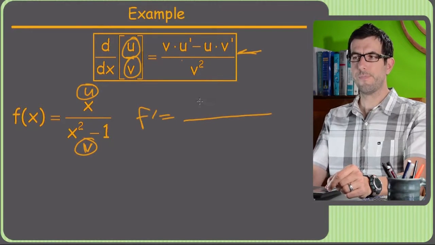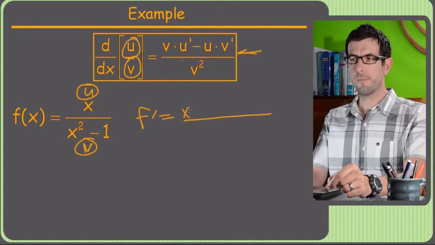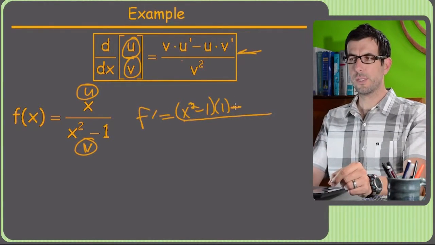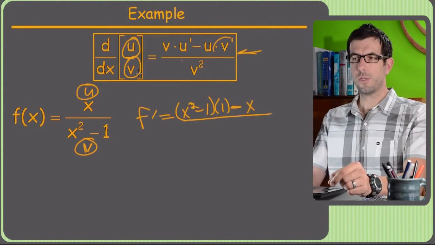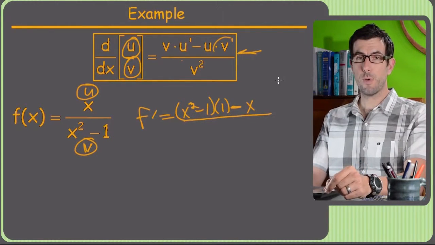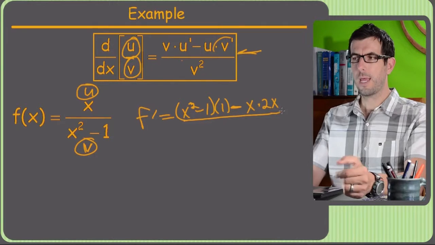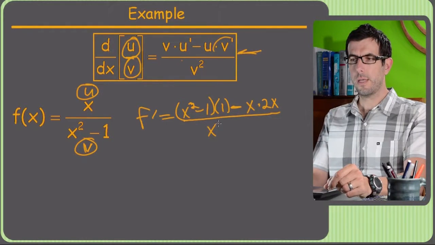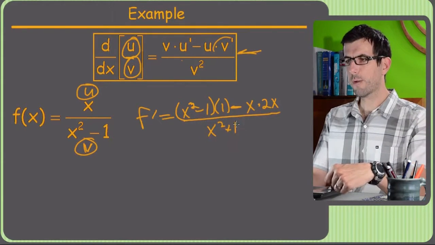All right, so without further ado, plug and chug. It's going to be a giant fraction. First we put v, so that's x squared minus 1. And then multiply that by u prime. The derivative of x is just 1. Then we subtract u, which in this case is x, times v prime, which is the derivative of x squared minus 1, just 2x. And downstairs, you read that right, it's just the original denominator squared. So x squared minus 1.